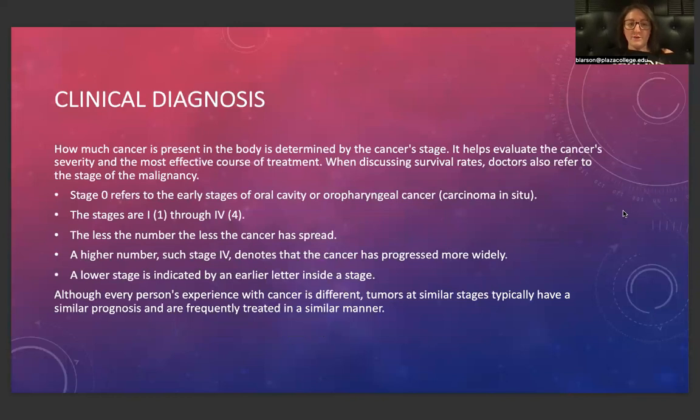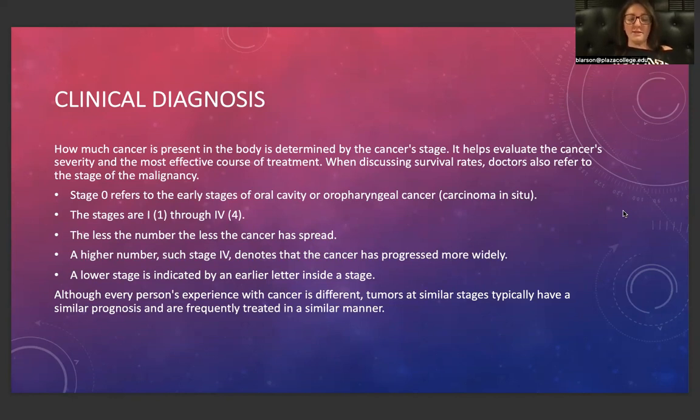The clinical diagnosis, how much cancer is present in the body, is determined by the cancer stage. It helps evaluate the cancer severity and the most effective course of treatment. When discussing survival rates, doctors also refer to the stage of the malignancy. So stage 0 refers to the early stages of the oral cavity and oral pharyngeal cancer. Then there are stages 1 through 4. The lower the number is, the less the cancer has spread for the patient.